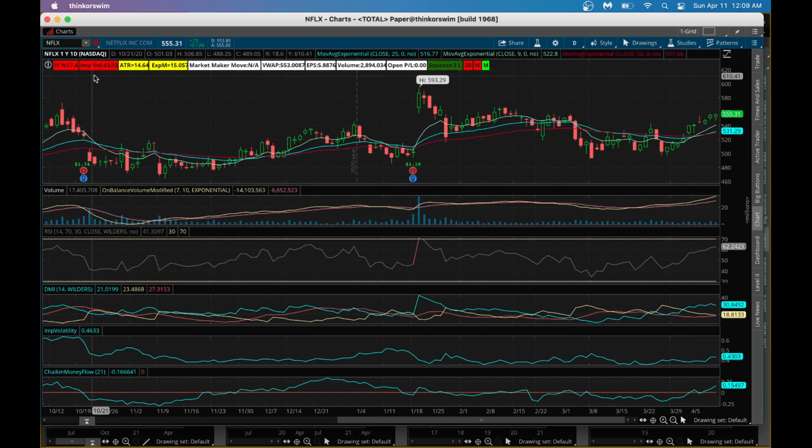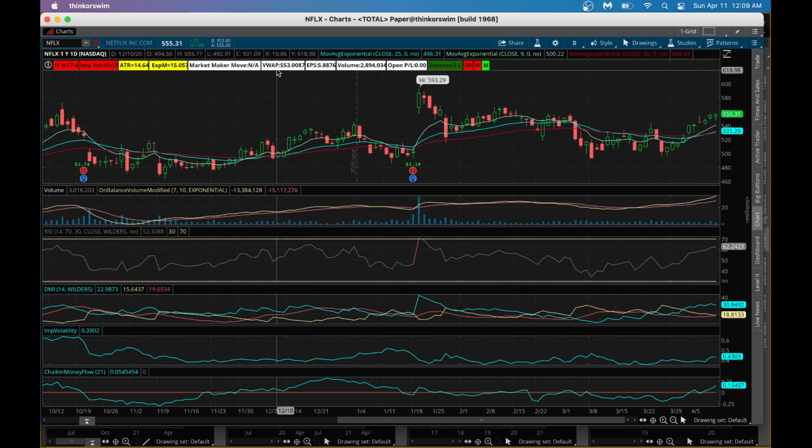I also want to know what the implied volatility itself is right now. It shows it's 43. And ATR on a given day, how much this stock can go up or down. That's the ATR, average true range. Then I got expected move, that's $15, which is almost similar to ATR.